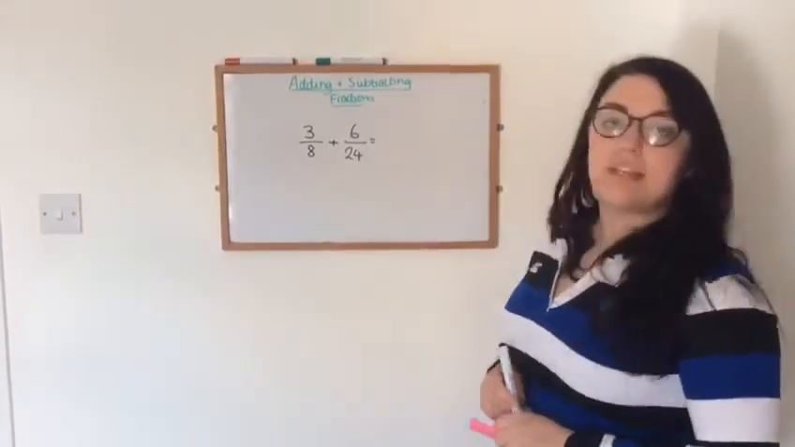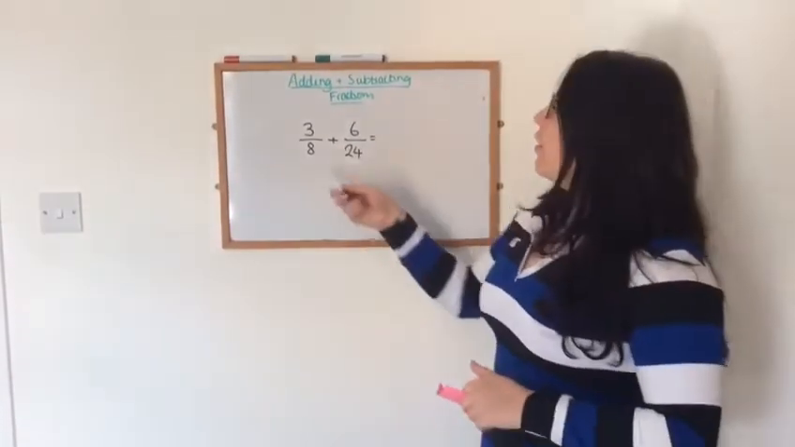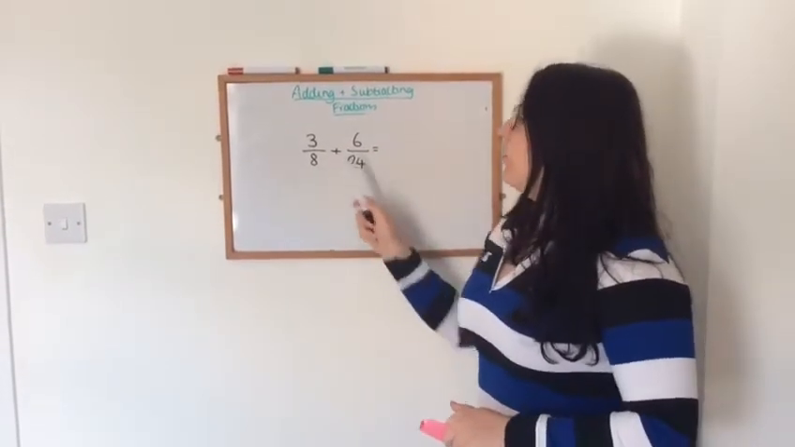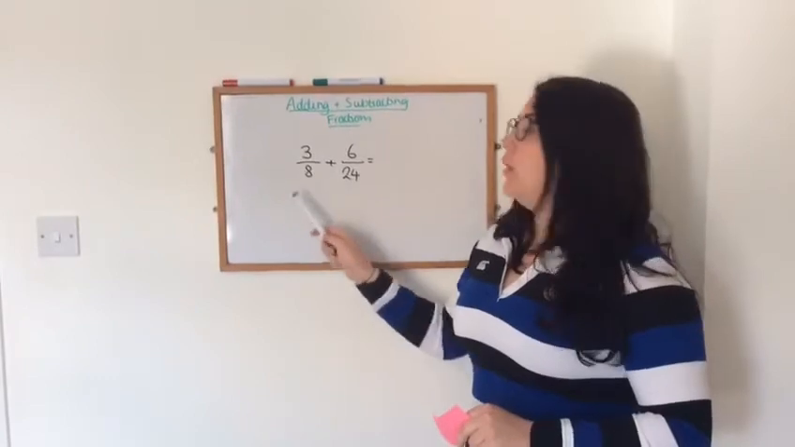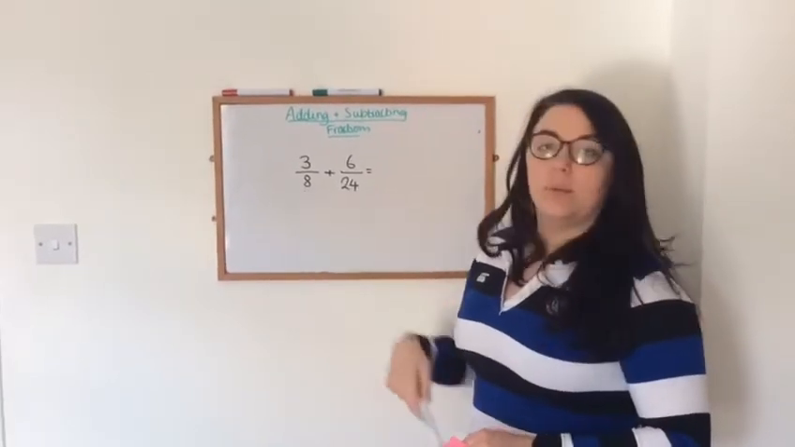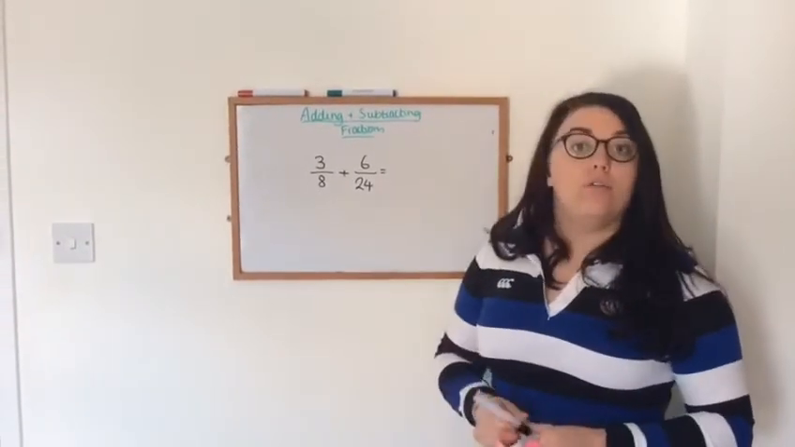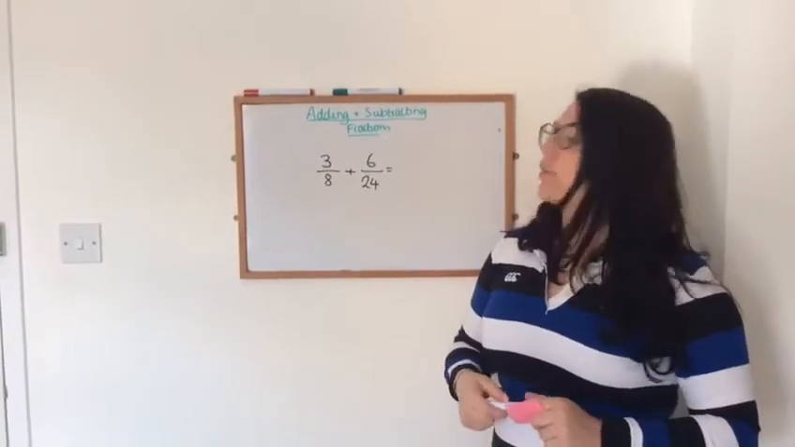Okay, Year 5, I want you to give this one a go now. So 3/8 add 6/24. Remember, we can't add them already because the denominators are different. We need to make sure that the 8, the denominator, turns into a 24. Follow the steps I did earlier and I'll see how you got on in a moment.